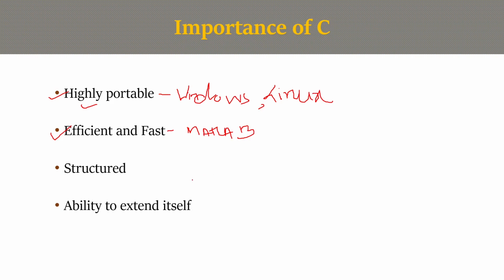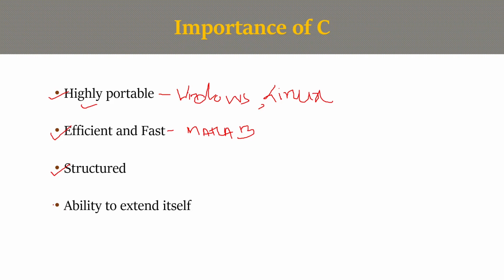Okay, now moving on to the next importance, which is structure. C is a structured programming language. It allows a complex program to be broken into simpler programs called functions. It also allows free movement of data across these functions as well.